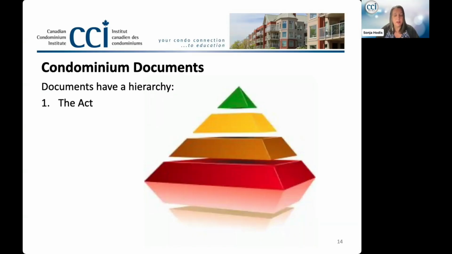So get familiar with that. The next document that's really important is the declaration. You've probably heard that word before, but really, if you think about the declaration, it's like the Constitution. In terms of hierarchy, the Act is paramount. The only thing that goes above the Act is the Human Rights Code, and Ashley's going to talk about that a little bit later. But under the Act, in terms of hierarchy, is the declaration.